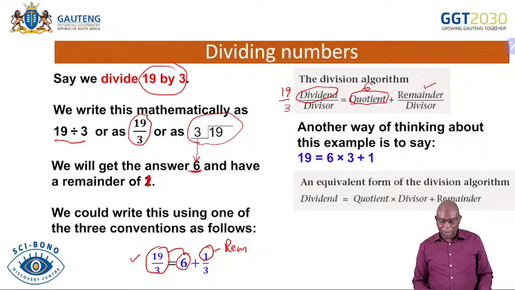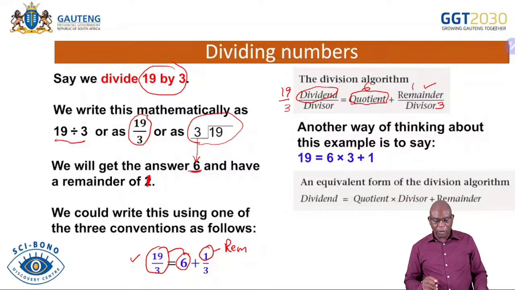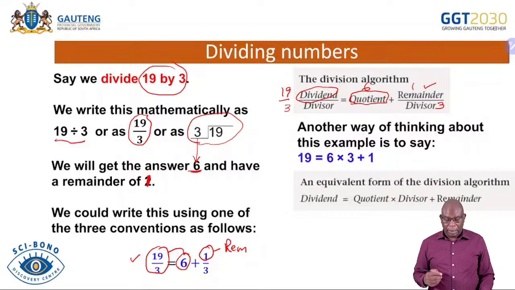Then I have a remainder which is 1 and our divisor which is 3. So 19 divided by 3 will be a quotient plus the remainder divided by the divisor. Another way of thinking about this example is to say 19 will be the same as 6 times 3 plus 1. So I can write it like this.